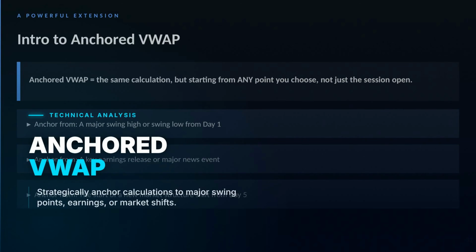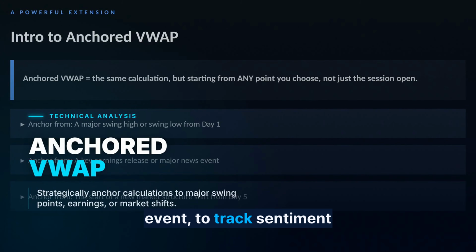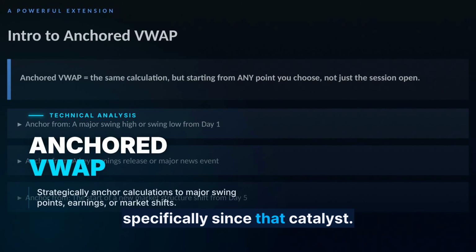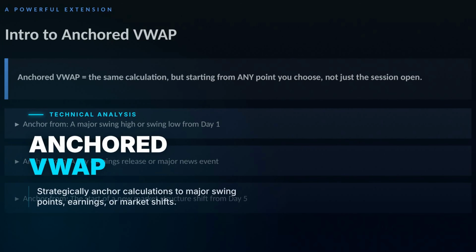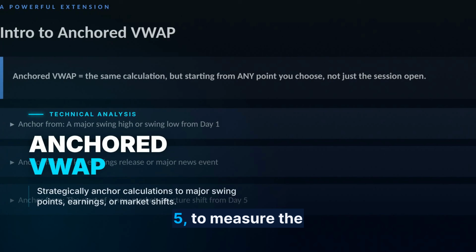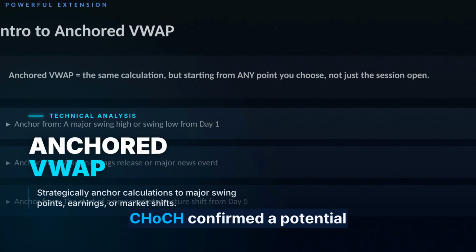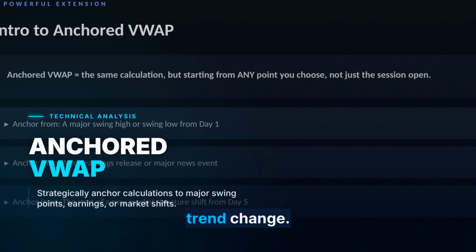You could anchor it from a key earnings release or major news event to track sentiment specifically since that catalyst. Or you could anchor it from the start of a new market structure shift from day 5 to measure the average price since a CHOCH confirmed a potential trend change.